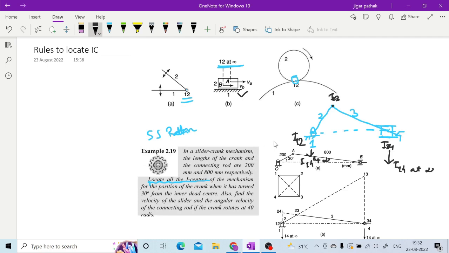Now in order to get I13 and I24, as you did in the four bar mechanism, in the slider crank mechanism also you have to extend lines. For getting I13, you extend 1-2 and 2-3. Similarly, on the other side you extend 1-4 and 3-4. The intersection will give you this I13. Similarly, in order to get I24, you extend 1-2 and 1-4, and you also extend 2-3 and 3-4, which are on this line. So here you will have I24.